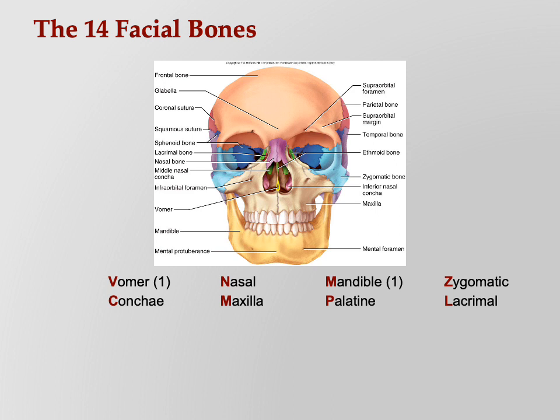But the lacrimal bone, that's kind of like around the corner of, that's like where you get the little eye boogers. It's right in there. Lacrima, tears, that's where the tear ducts are. That's where the tears flow.